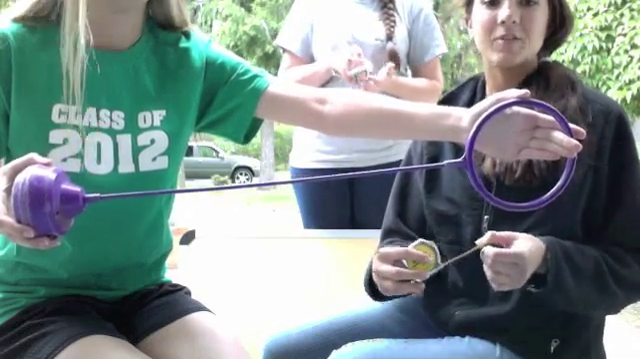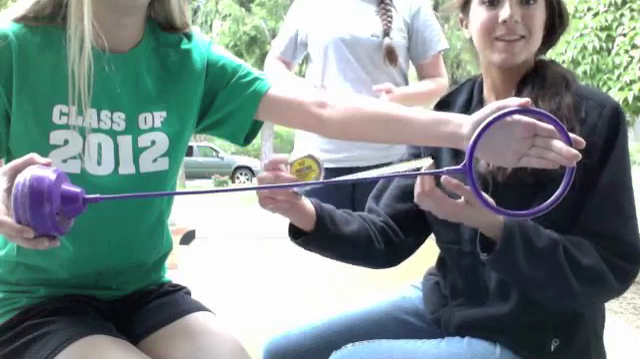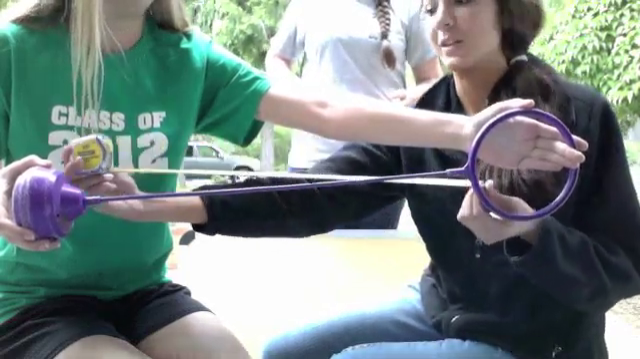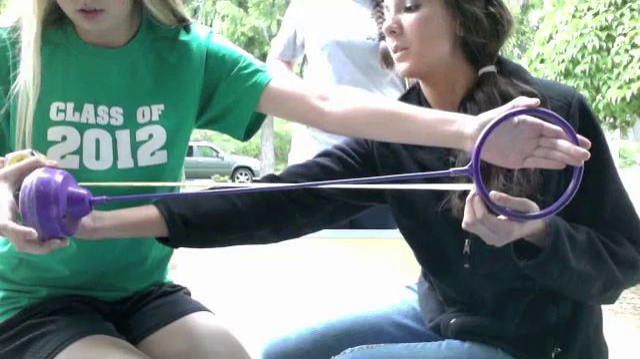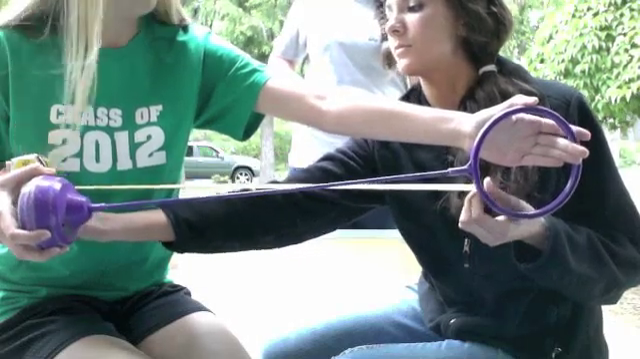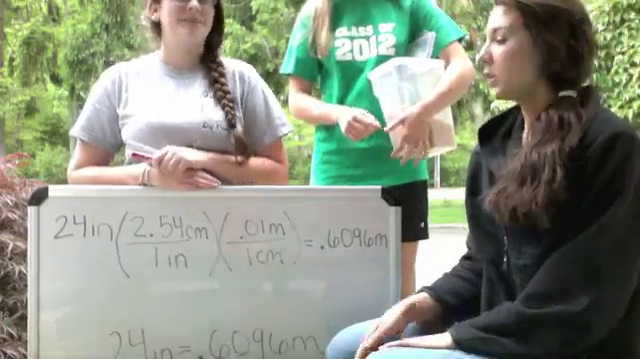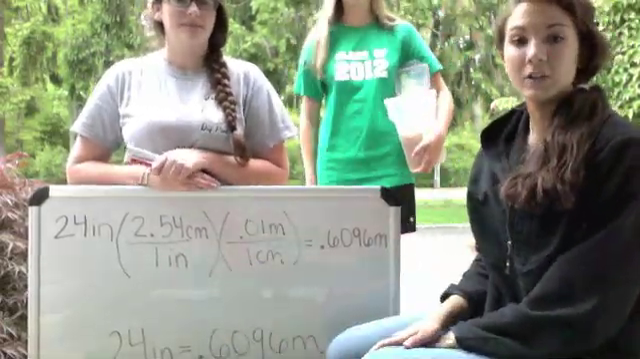Now we will be measuring the radius of the object in inches, and then later converting it to meters. It turns out to be 24 inches. Okay. In order to get inches to meters, you have to do conversion factors.